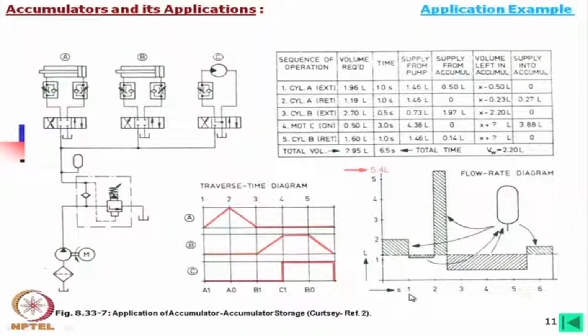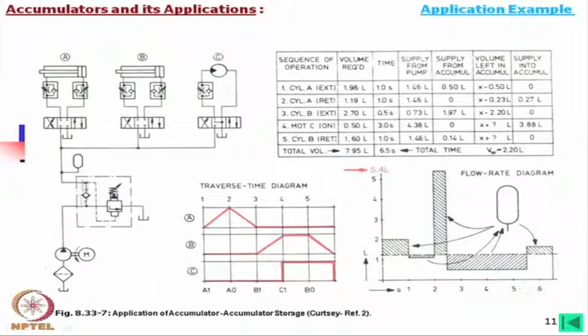So, this means that when we are going to design a system with an accumulator, we have to make such a pressure and volume history of the total cycle of operations, and then from there we can select an accumulator of suitable size and make the system more efficient. Suppose if we use a bigger accumulator here, it will be of no use and performance may not be that efficient, and if you use a smaller one, definitely the purpose will not be served. Okay.